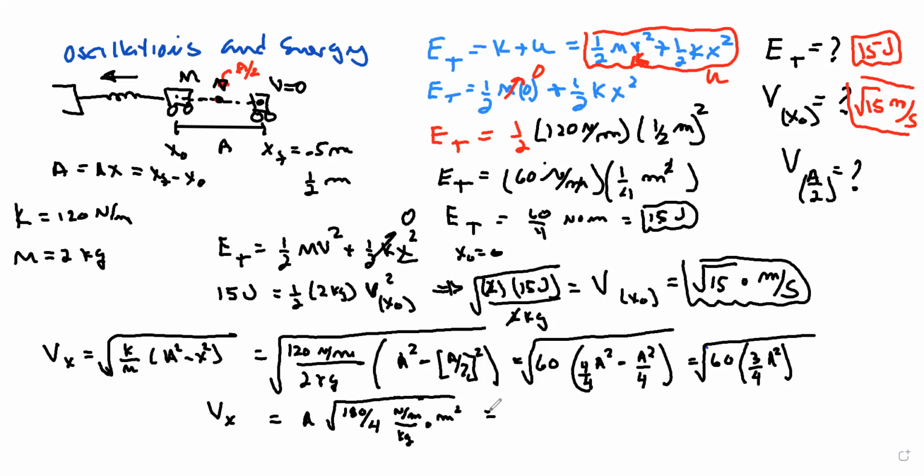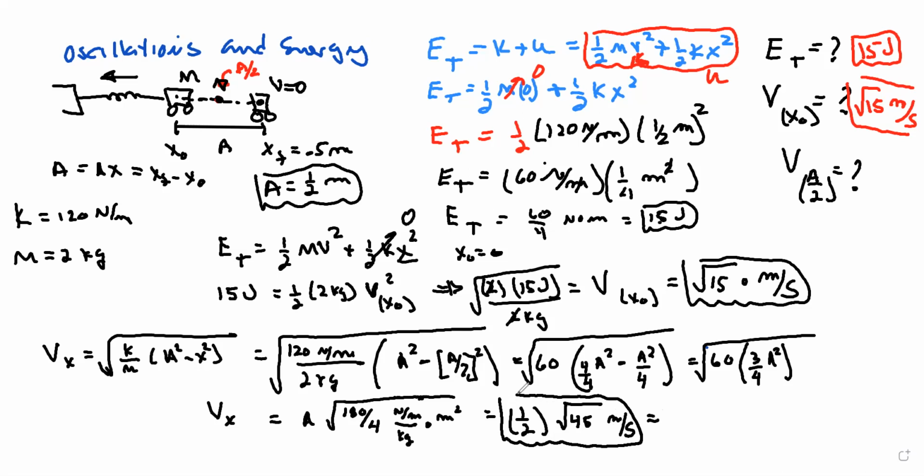And who's A? A is going to be 1 over 2 meters. That's your amplitude. And this is going to be the square root of 45, and it's going to be meters over second. So that's going to be your answer right there. It's 1 over 2 square root of 45 meters over second.